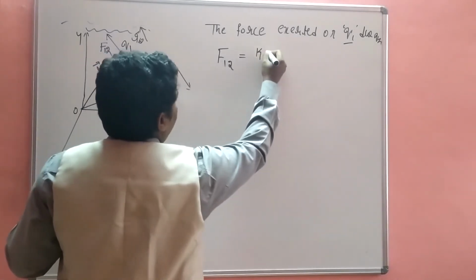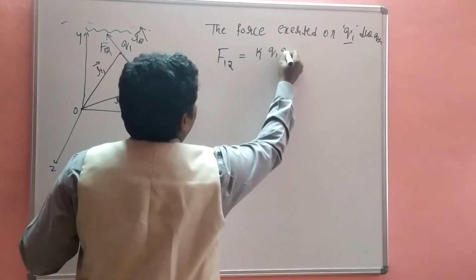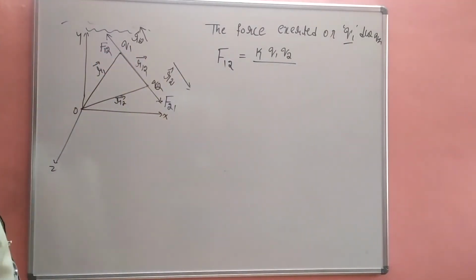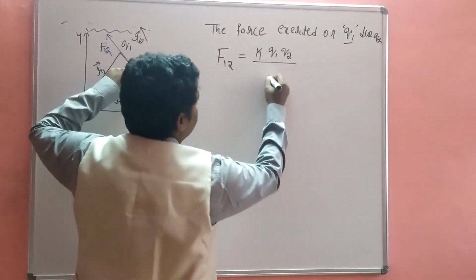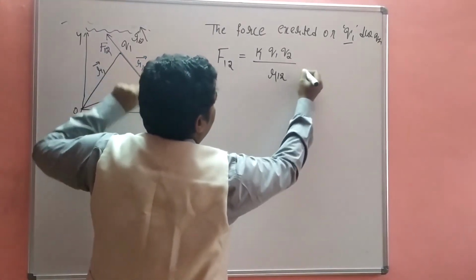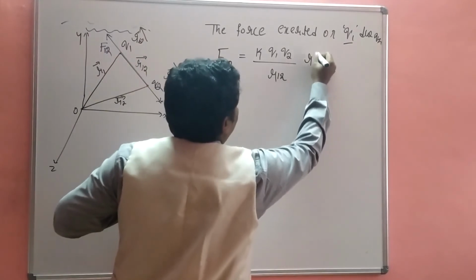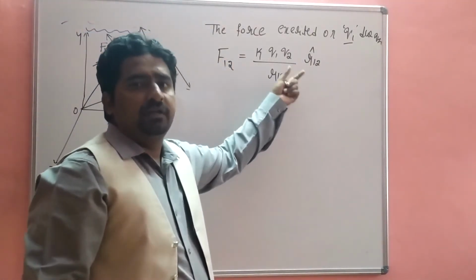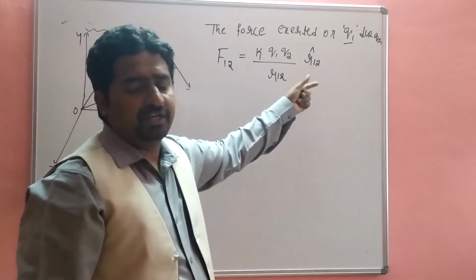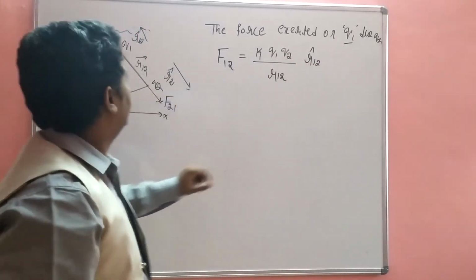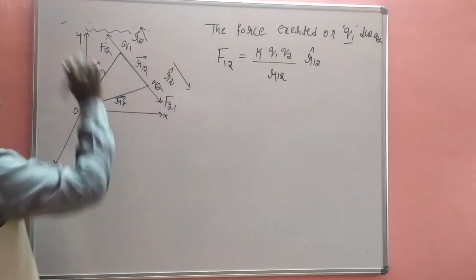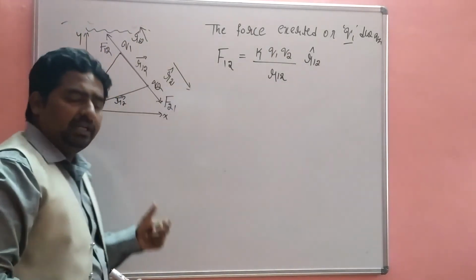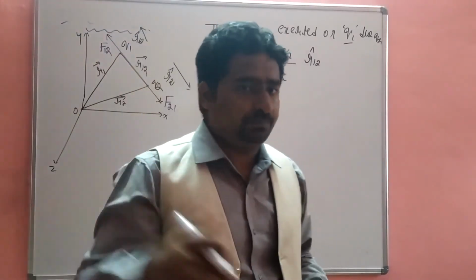K Q1 Q2 divided by R12 squared, times R12 cap. R12 cap is called the unit vector along the direction of the force F12. Look at the diagram. The clear picture is there in the figure.